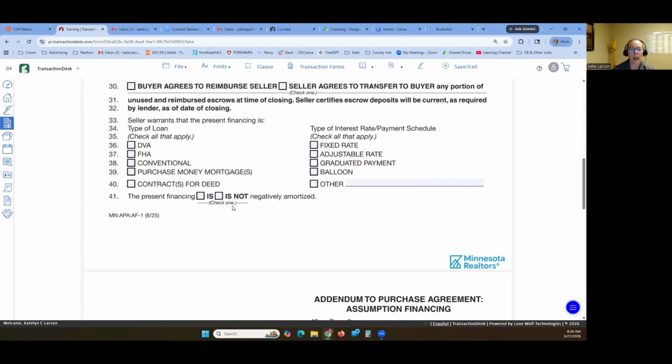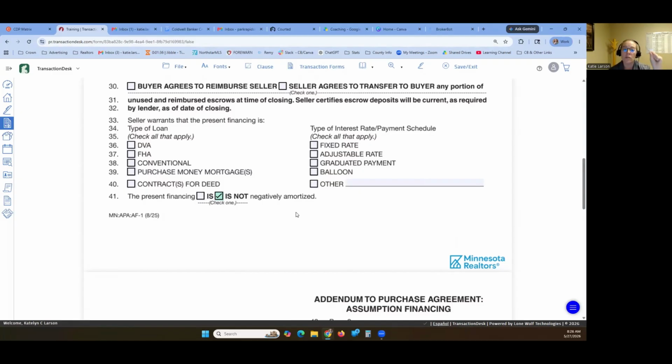So if the answer is "is," you might need to have a conversation with your buyer that they're not going to pay off this loan anytime soon unless they up their monthly payments. 99% of the time, the answer is going to be "is not." Most people do not make mortgage payments so low that they don't even cover the interest.